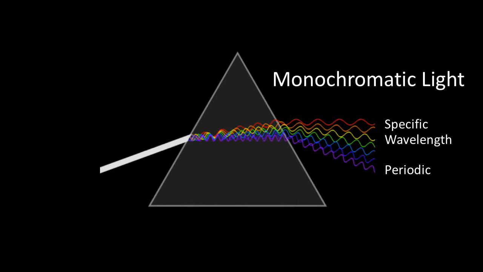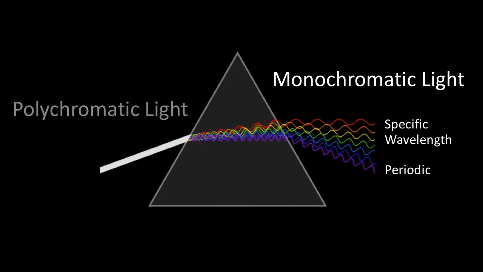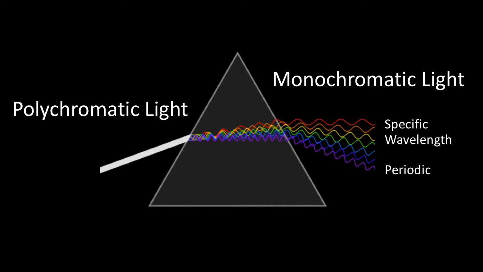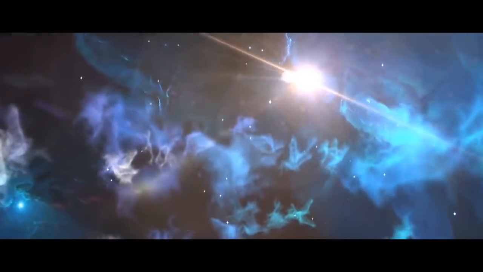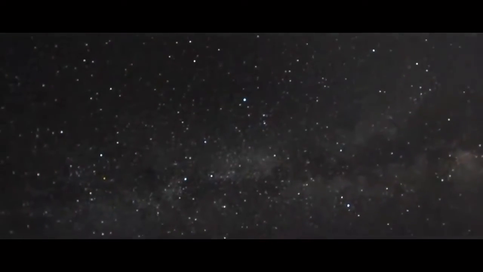Polychromatic light is a mix of many different colors. Since it is composed of many different sinusoidal functions, it can be either periodic or aperiodic. We can use this property of light to measure the energy released and absorbed by atoms.